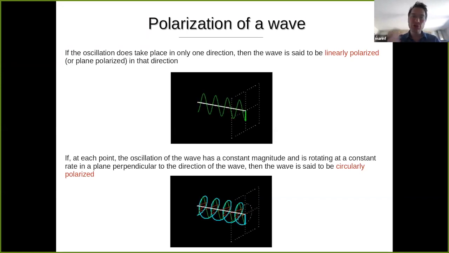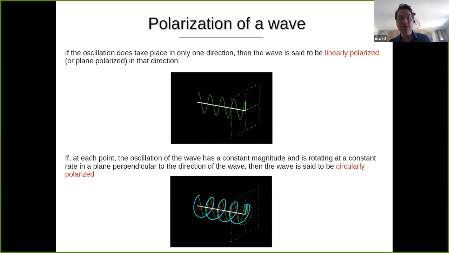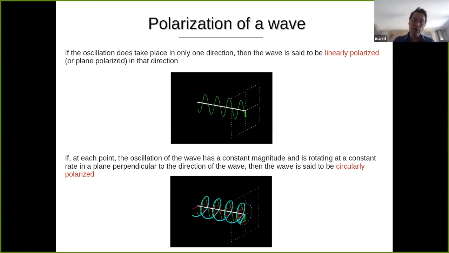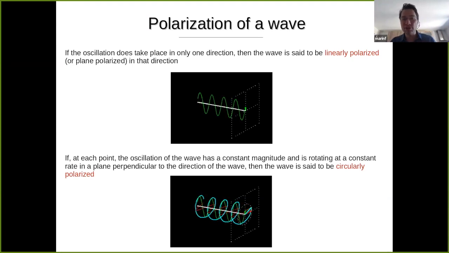But during your measurement time, if at each point the oscillation has a constant magnitude and is rotating at a constant rate in the plane perpendicular to the direction of travel, then you will get circular polarization. Those are the two extremes of polarization we can measure. And in fact, the most typical polarization we measure is somewhere in between: elliptical polarization.